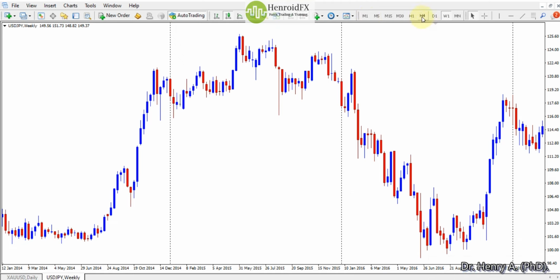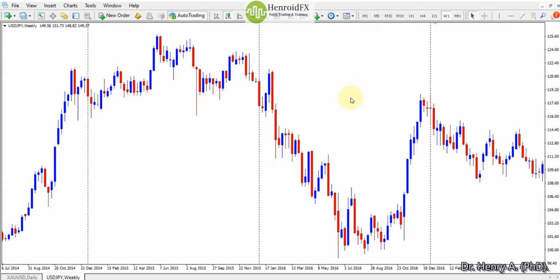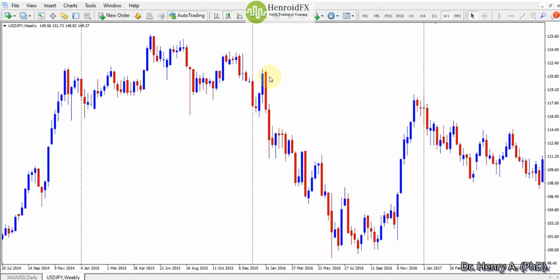For those who are swing traders, from 4 hours down to weekly. For those who are intraday, 15, 30, 1 hour. For those who scalp, 1 minute, 5 minutes, 15 minutes. So that's that. Now we have the candle here. The red are the bearish candles, and the blue are the bullish candles.